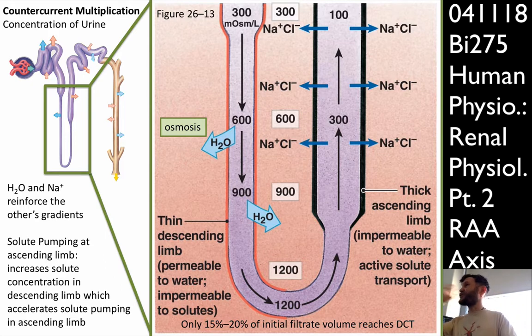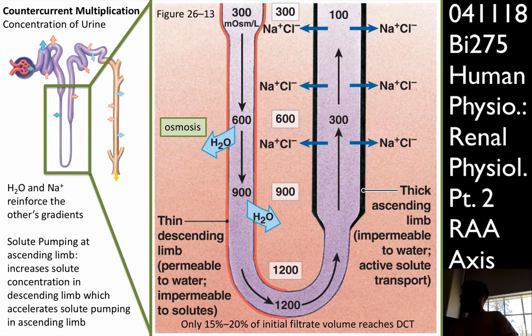Because of this, it is extremely effective. Only about 15 to 20% of the initial filtrate volume is going to reach the distal convoluted tubule. That means most of the water, 80 to 85% of the water, is going to get picked up primarily in the loop of Henle, but some of it in the PCT.